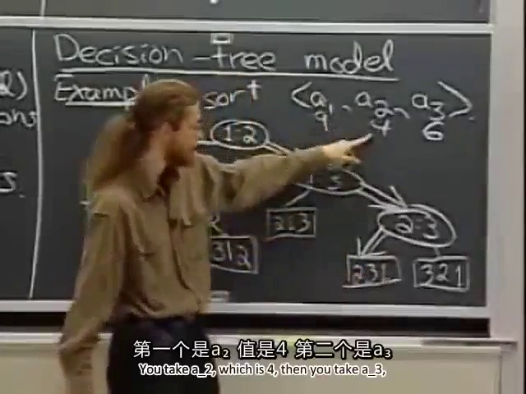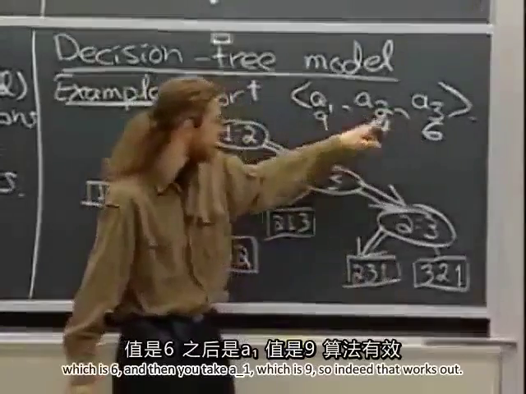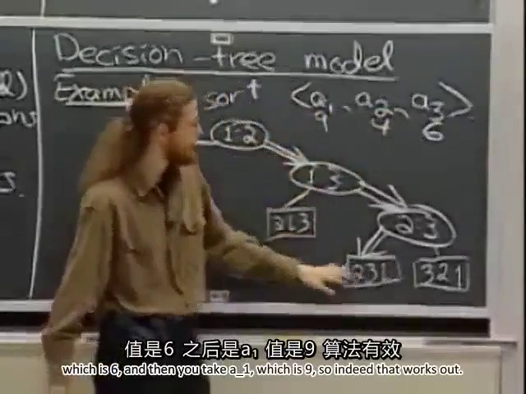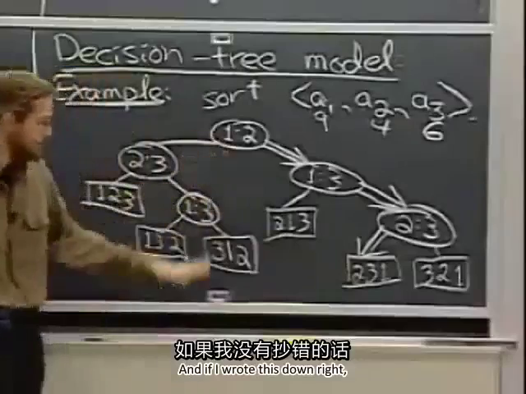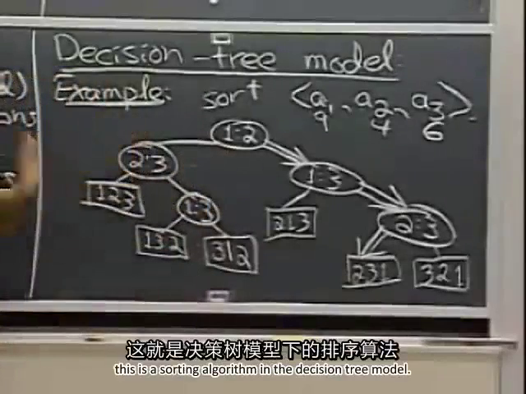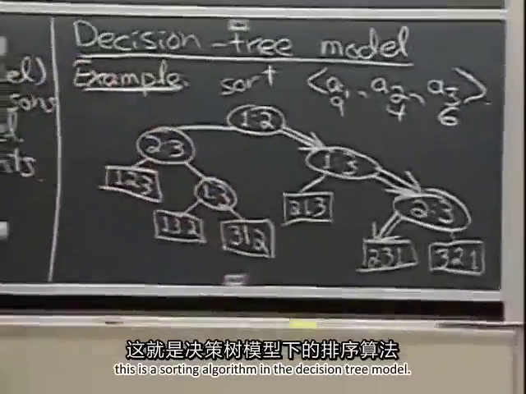You take A2, which is 4. Then you take A3, which is 6. Then you take A1, which is 9. So indeed, that works out. And if I wrote this down right, this is a sorting algorithm in the decision tree model.